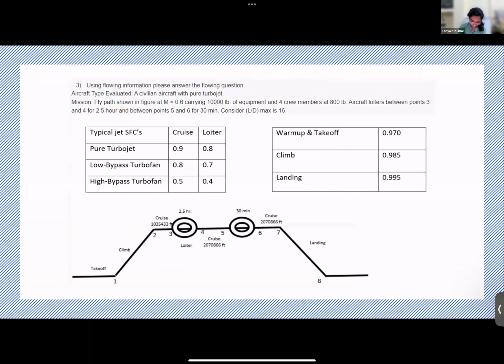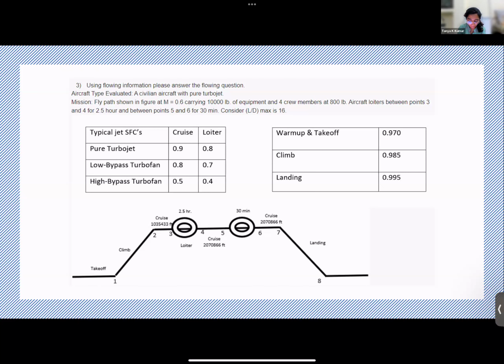Next is another series of questions. Using the following information, answer the following questions. So read the data that is given to you. The aircraft type is a civilian aircraft with pure turbojet. Then the mission is shown here. It takes off from point 1, climbs to point 2, cruises till point 3, loiters till point 4, again cruises, again loiters, again cruises, then lands. So that is the mission given here.